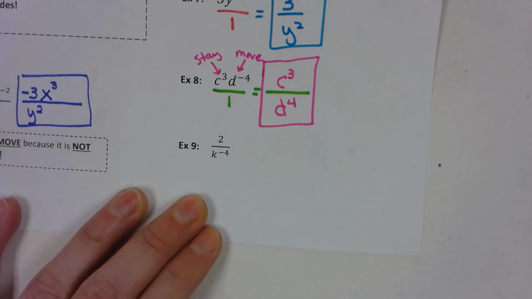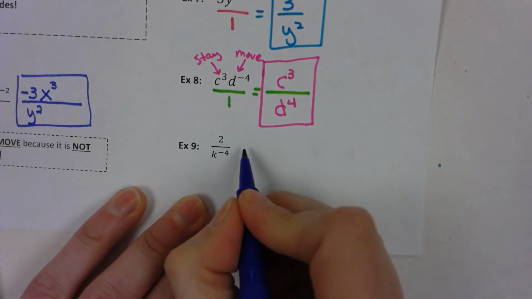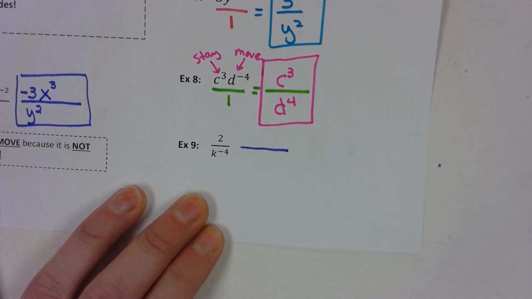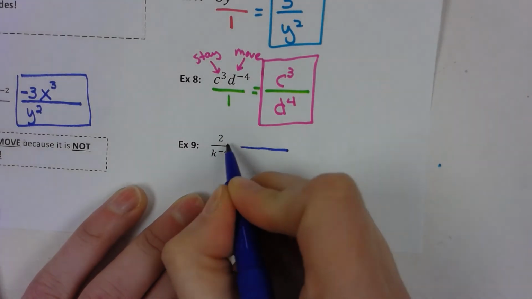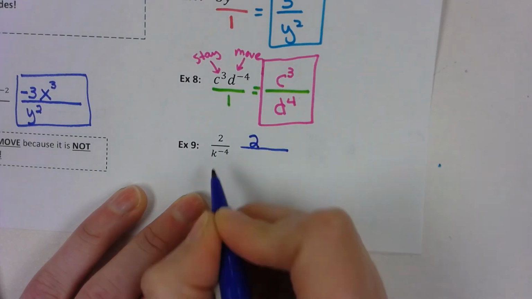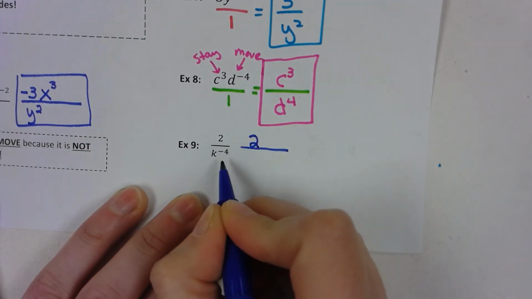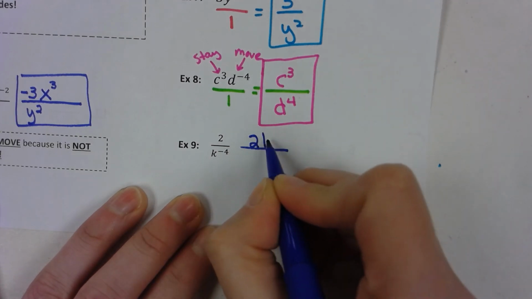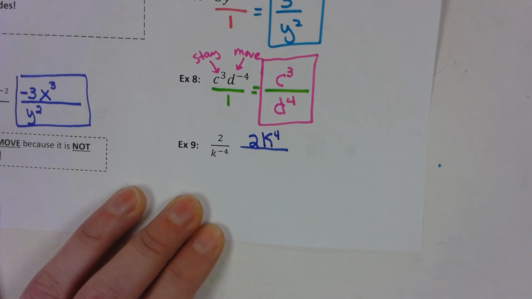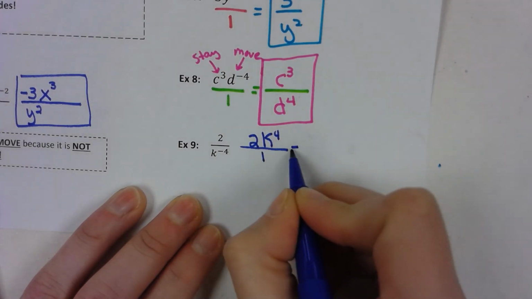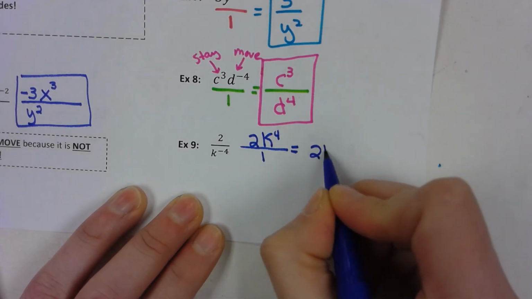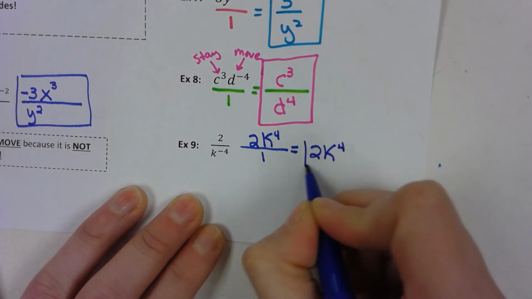Number 9. I've got a negative exponent, so I'm going to go ahead and make my new fraction bar. The 2 is alone on the top and it doesn't have any exponent, so it's going to stay up there. Now the k is negative, and since it's on the bottom right now, I'm going to move the letter and the exponent up to the top. Now it's a positive 4. When there's nothing on the bottom, there is an imaginary 1, but 2 divided by 1 is still just 2, so my answer is 2k to the 4th power.